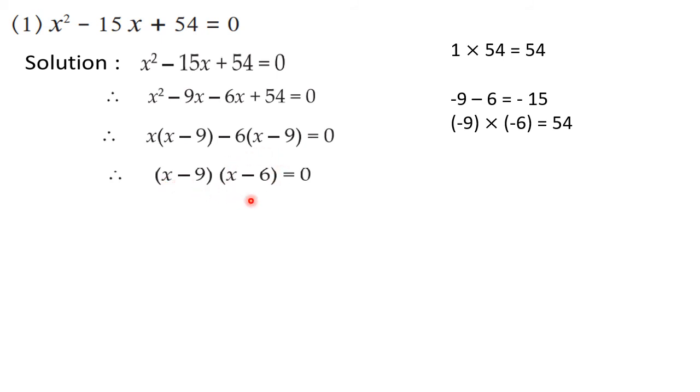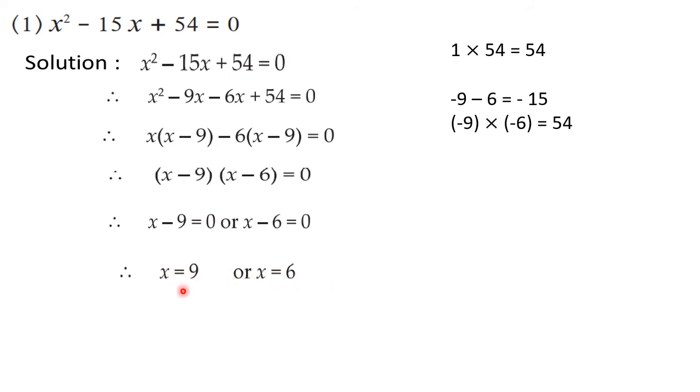Okay, now after this our regular step: either the first bracket is 0 or the second bracket is 0. So what we can write: either x minus 9 is 0 or x minus 6 is 0. So this minus 9 when we shift here it will become plus 9, and this minus 6 when we shift here it will become plus 6. So what we will get: x is equal to 9 or x is equal to 6.